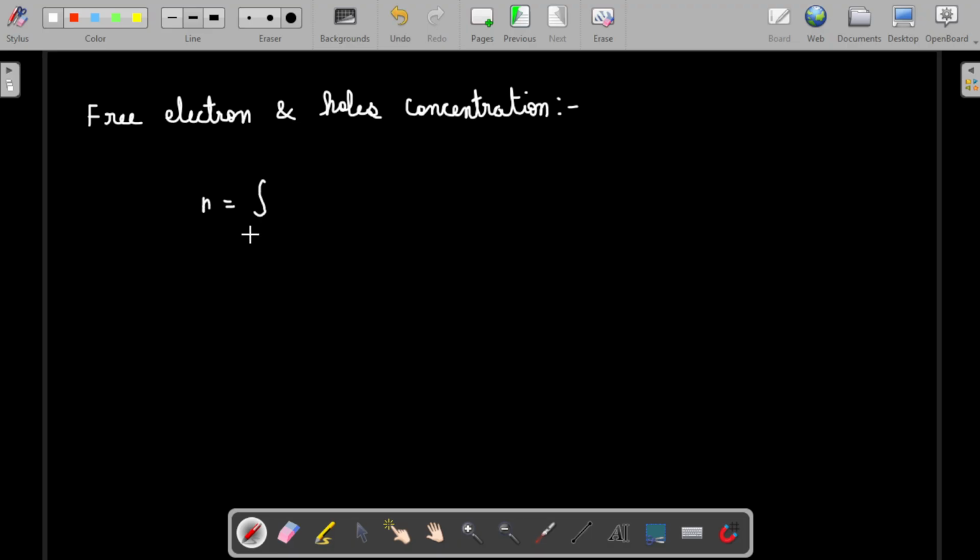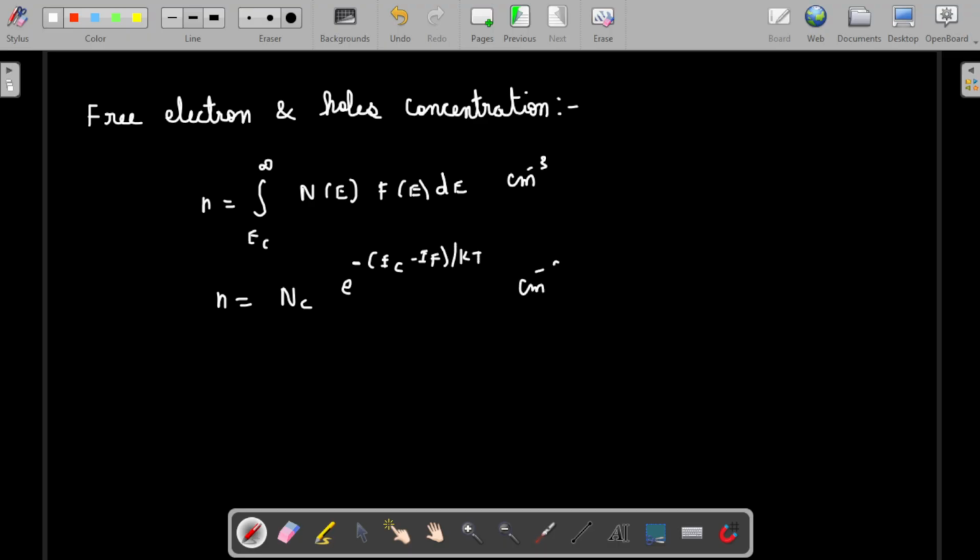This one we discussed, right: from the density of states, the free electron concentration will be from EC to infinity, the multiplication of density of states and the Fermi function over dE, which will be per cubic centimeter, the free electron concentration. We need not worry about the calculation, as it is a 1.5 to 2.5 page calculation. We can directly use the formula, which is nothing but NC e power minus (EC minus EF) divided by KT, per centimeter cubed.